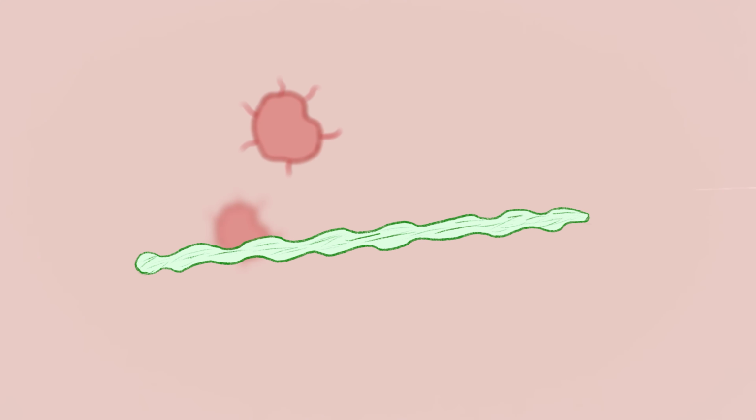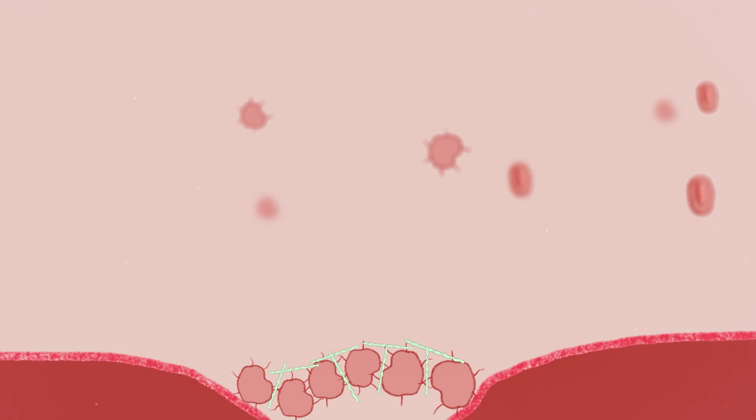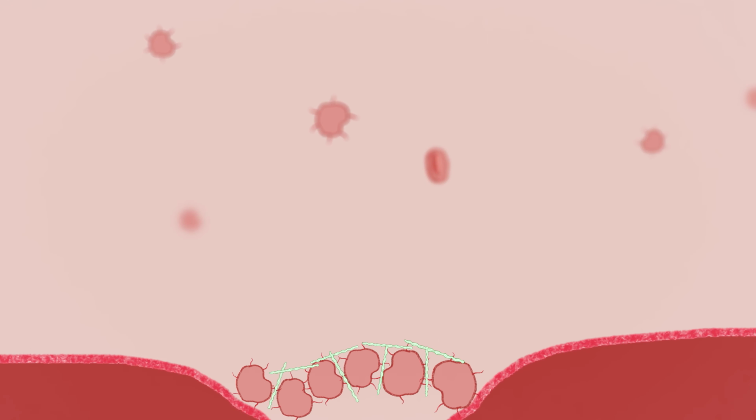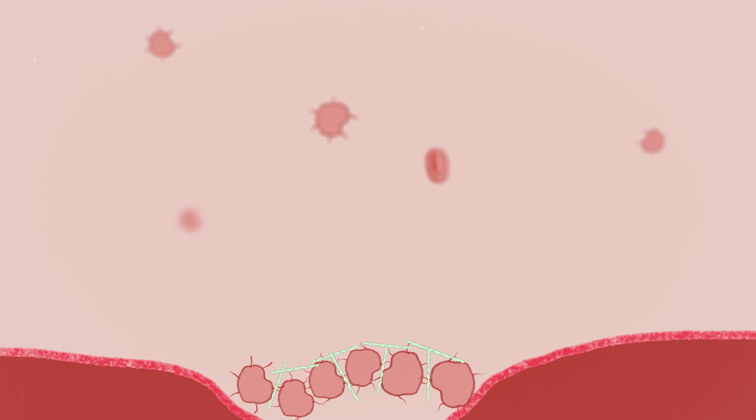The creation of the fibrin mesh is very important for the overall stabilization of the blood clot. It does this by trapping in platelets and red blood cells and prevents them from degrading.